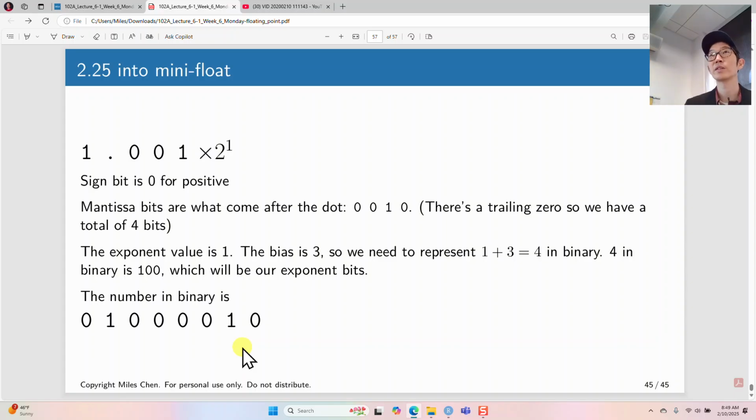Yes? Why do we have a trailing 0? Because we have 4 bits for the mantissa, and so even though we only needed 3 to represent this number, we just have to fill in everything that's left over. So it's kind of like if you wanted to store the number 0.2, okay, but you have to fill in 5 decimal places. You would write 0.20000 or whatever. You just add trailing zeros to fill in the spaces. And that's what we have.